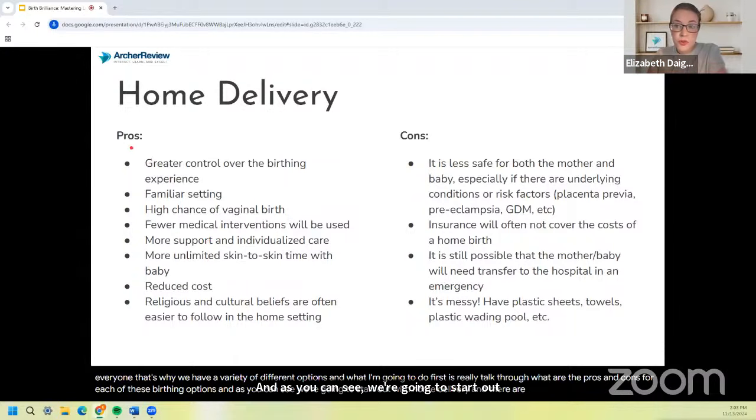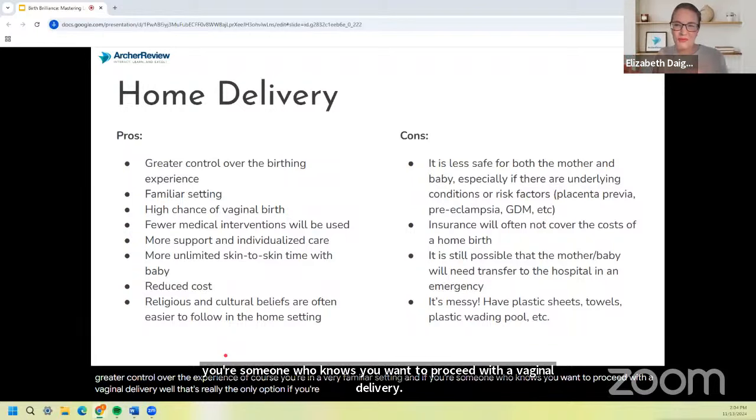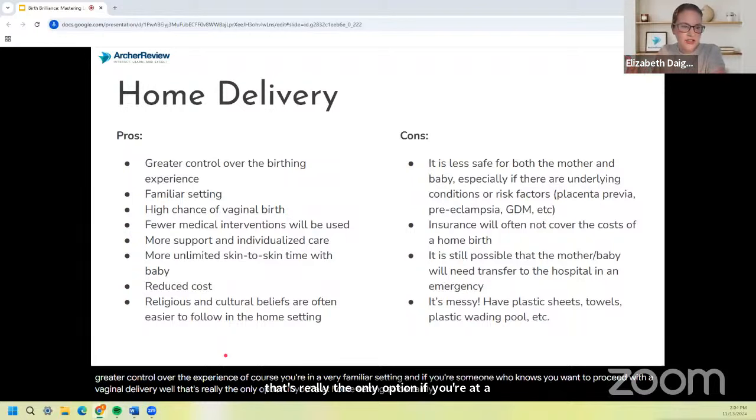And there are a lot of pros with that. It gives you greater control over the experience. Of course, you're in a very familiar setting. And if you're someone who knows you want to proceed with a vaginal delivery, well, that's really the only option if you're at a home setting. So certainly it's a good reason to use it as well. Also, because it's in the home setting, there are going to be much fewer medical interventions if that's your preference. There's going to be more support. Typically, you're going to be working one-on-one with a midwife, so you get that very individualized care.